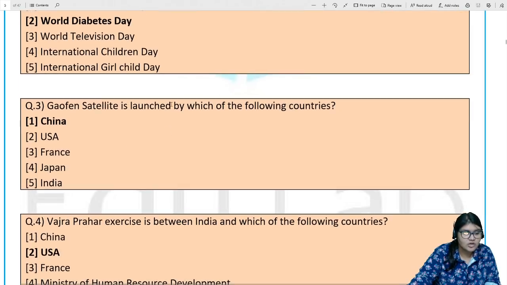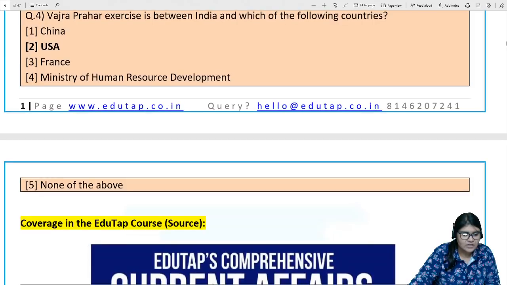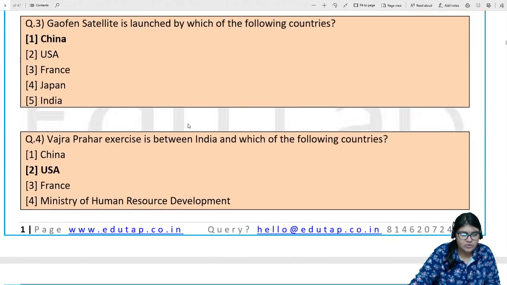And then the third question: the Gufan satellite is launched by which of the following countries? Again, the answer is China. And the next question: the Vajra Prahar exercise is between India and which of the following countries? An easy question, the answer is USA, the second option. India and USA have this exercise, which is called Vajra Prahar.